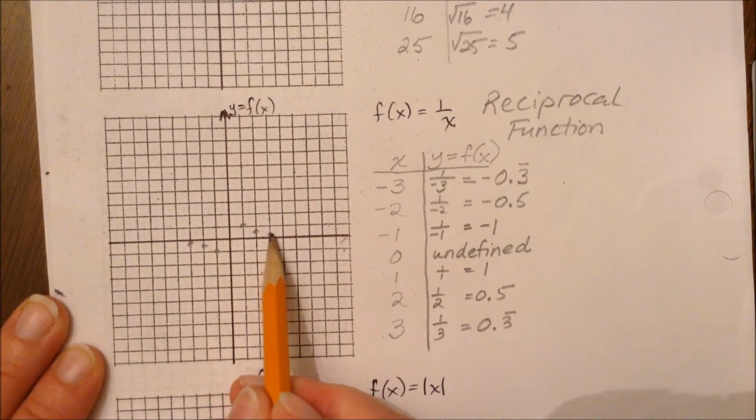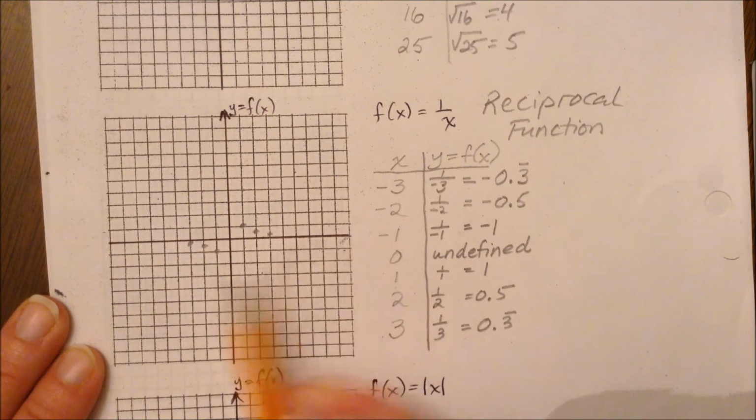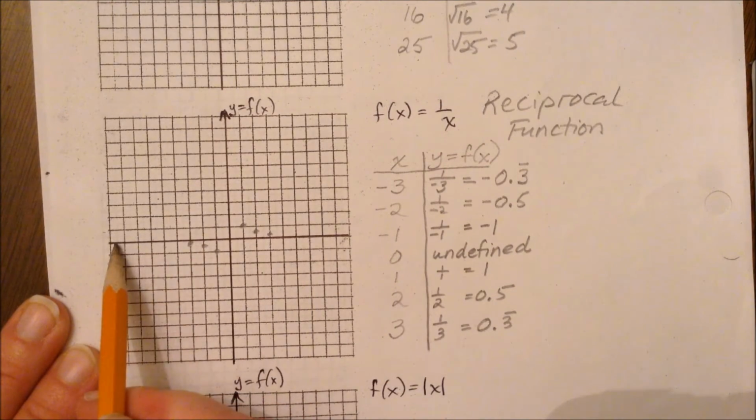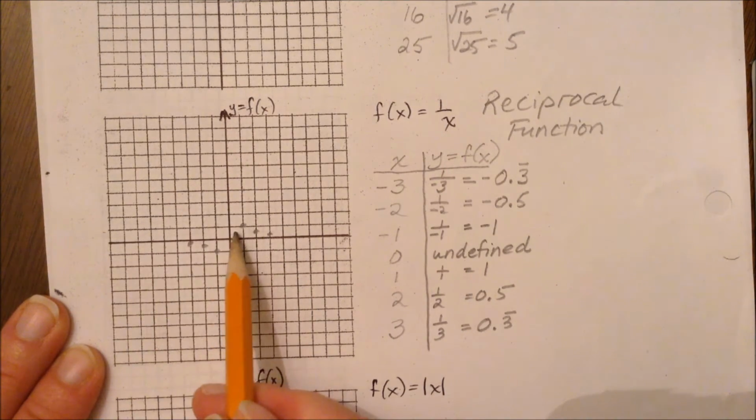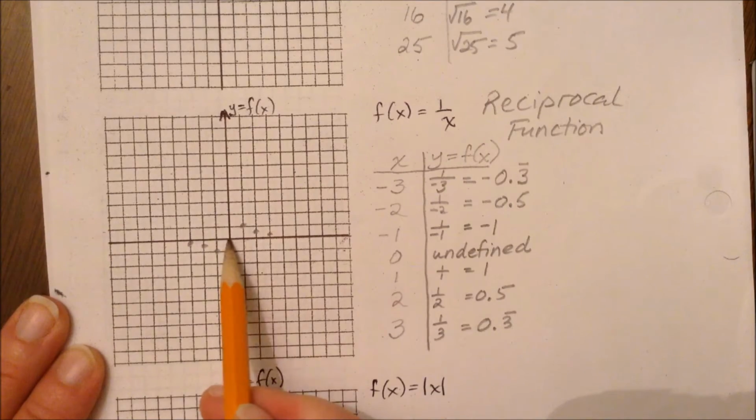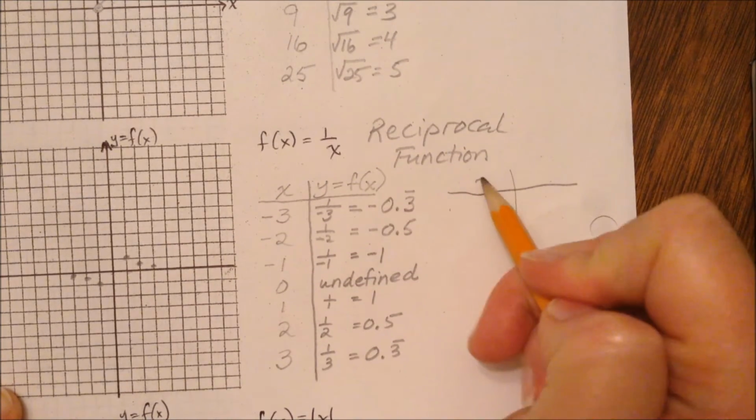We can see that the points are getting closer to the x-axis as x gets further out, and here getting closer to the x-axis as it gets further out. But what I really want to know is what's happening in here, in between -1 and 1, or between 0 and 1, 0 and -1. So let's do a few more values here in our table.